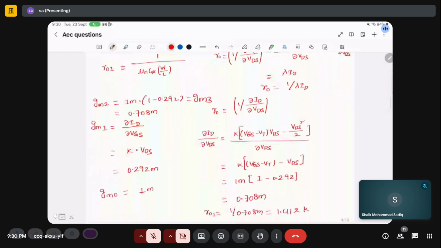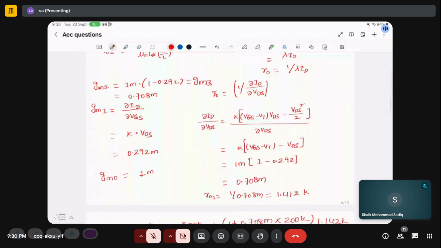Whereas in triode region, the current is given as K into VGS minus VT into VDS minus VDS square by 2. If you differentiate with respect to VDS, you will get K into VGS minus VT minus VDS.